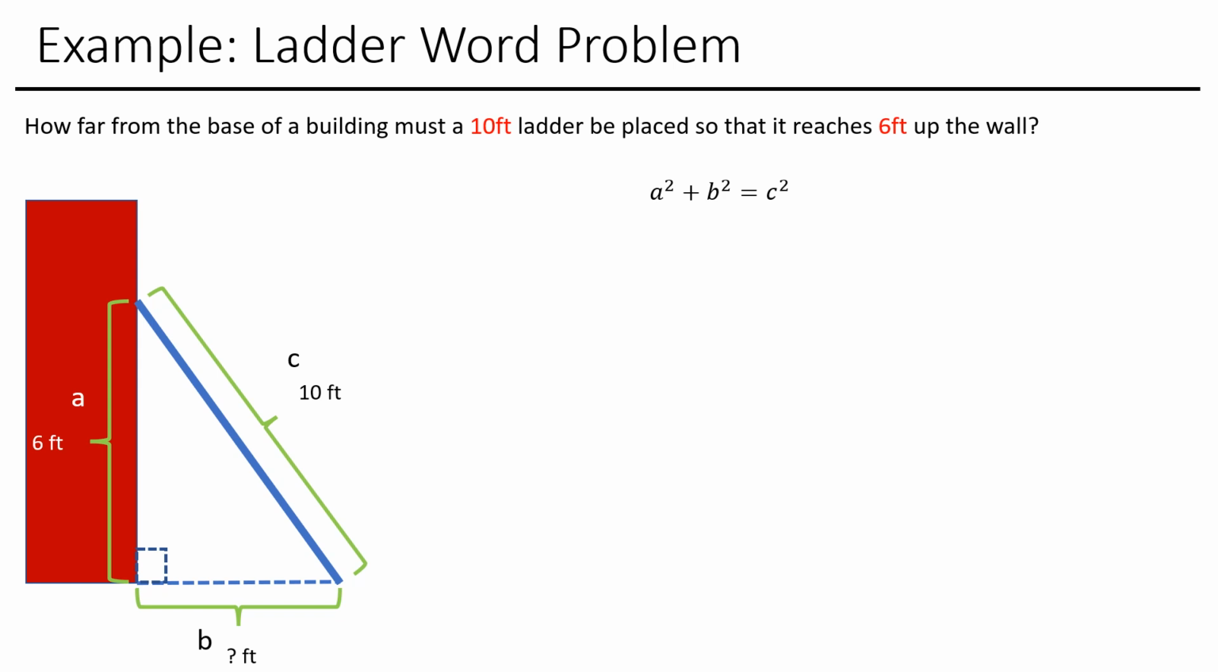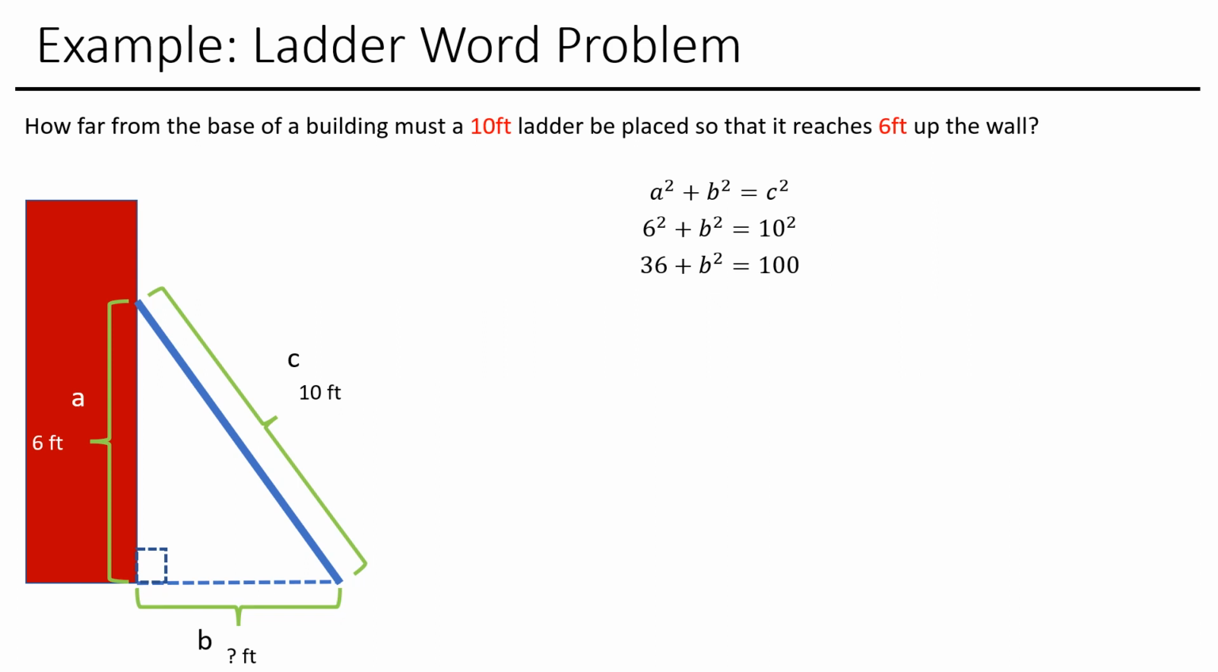So now I'm going to plug in these values into this equation that I have here. And so notice here that because A was equal to 6 feet, then I put in 6 over here. So 6 squared plus B is my unknown, so that's B squared, and it equals C squared, which is 10. So this is 10 squared because that's the length of the ladder. Now I'm going to work out a few of these exponents. So I get 36 plus B squared equals 100.